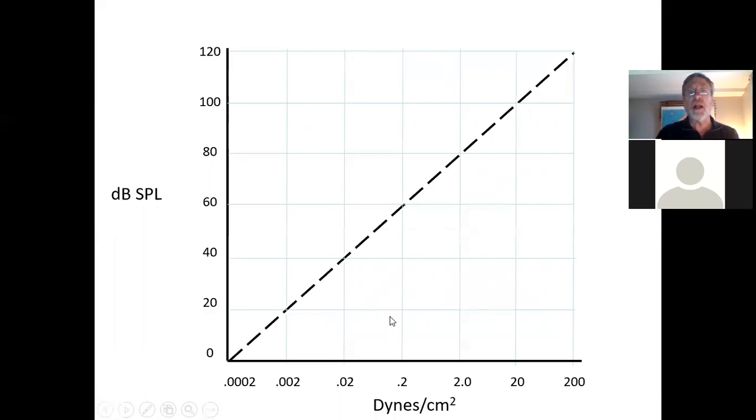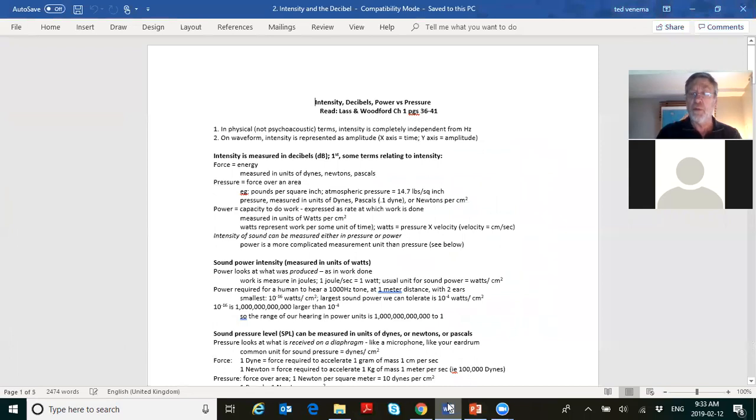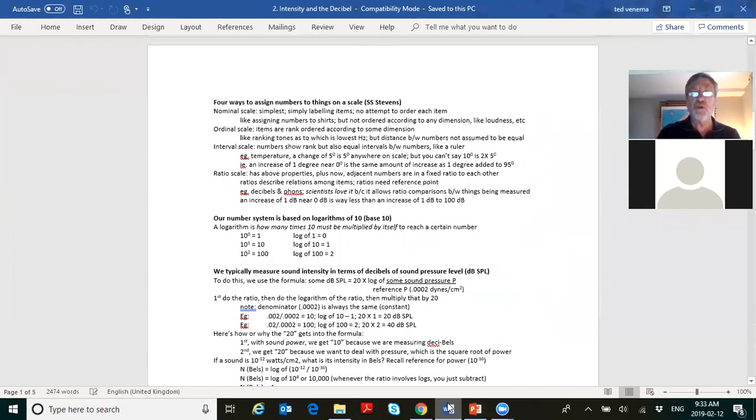And we said last week, well, okay, let's see something in our notes here. So let's go to our notes and move on down toward page 2. And let's look on page 2 in the middle. And when we do that, let's look right here. There's that formula. dBSPL equals 20 times the logarithm of some sound pressure, call that X, over the reference pressure, and call that 0.0002. First you do the ratio, then the logarithm of the ratio, then multiply that by 20. Note the denominator, the bottom, is always constant.